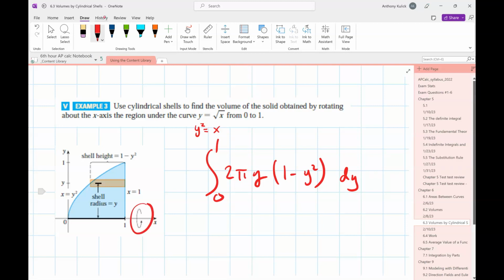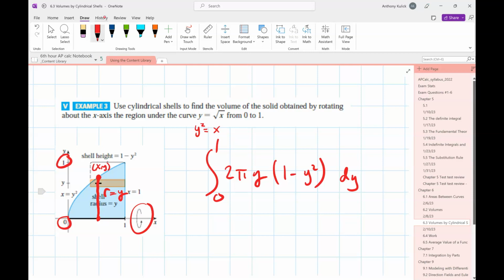So this tells me dy. Looking at the y-axis, 0 to 1 tells me the bounds of my integral. So far, so good. The radius for my shell is going to go from the axis of rotation to my function. That's my radius for my cylinder. That cylinder is at the point x comma y, so the radius is y.